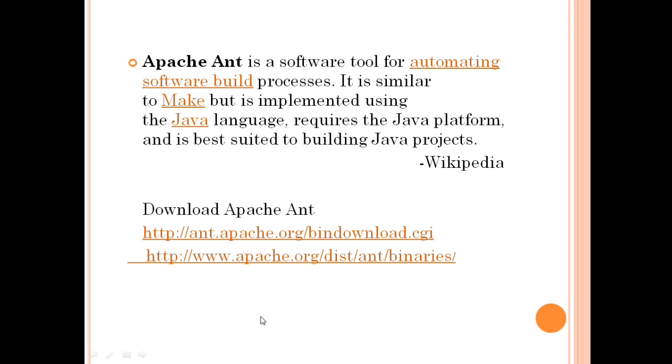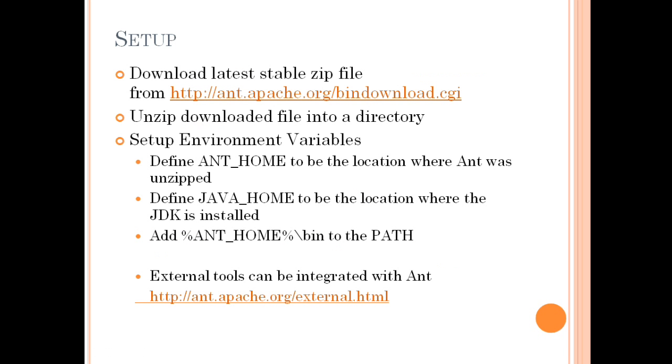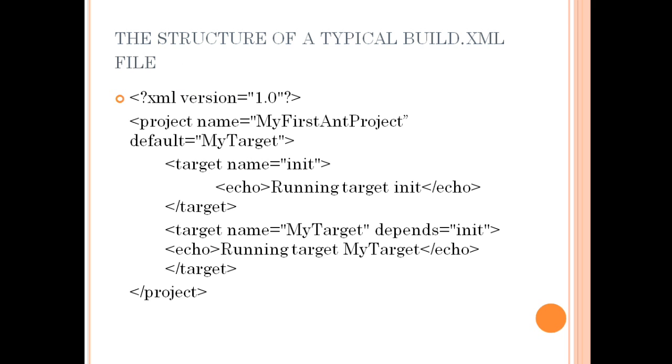So this is the location where you can download Apache ANT. We have done that. When it comes to setup, we downloaded the latest zip file, unzipped it into a directory, and set up the 3 environment variables: ANT_HOME, JAVA_HOME, then ANT_HOME/bin added to the path. So we have done this setup.